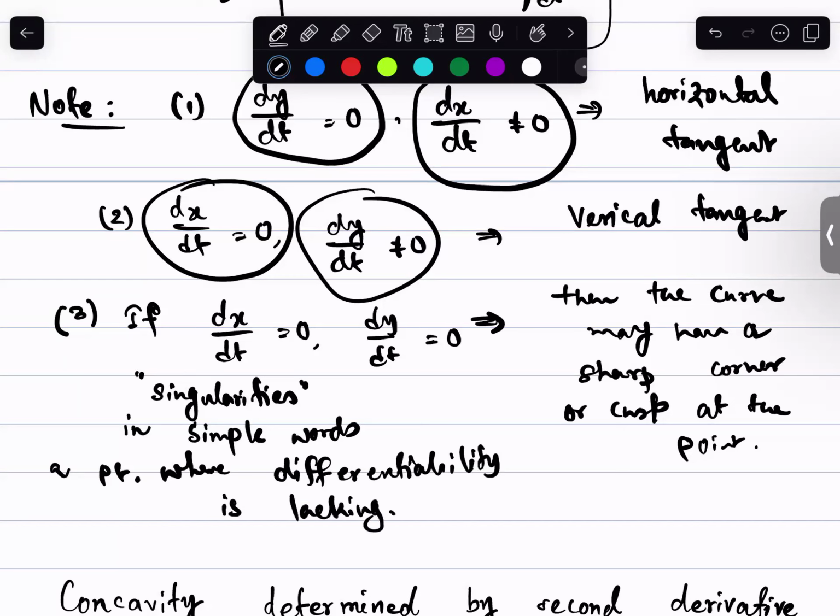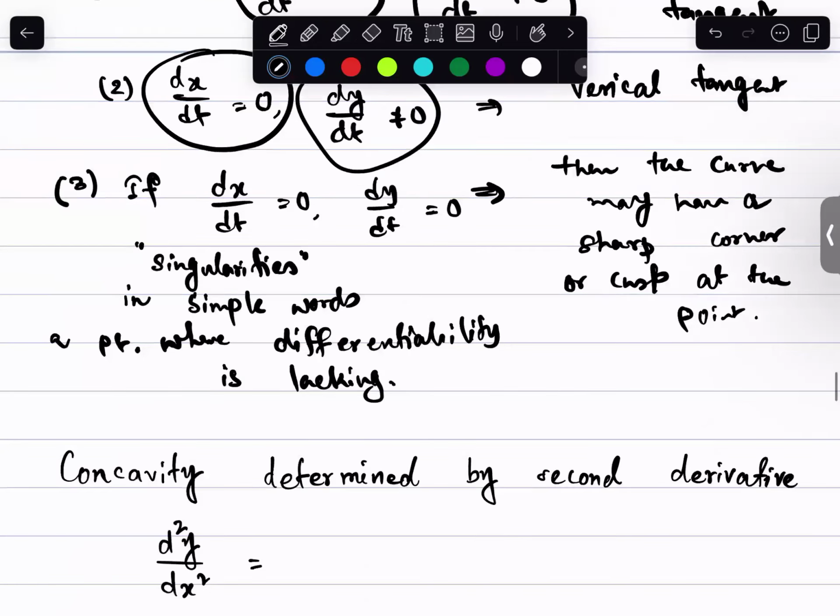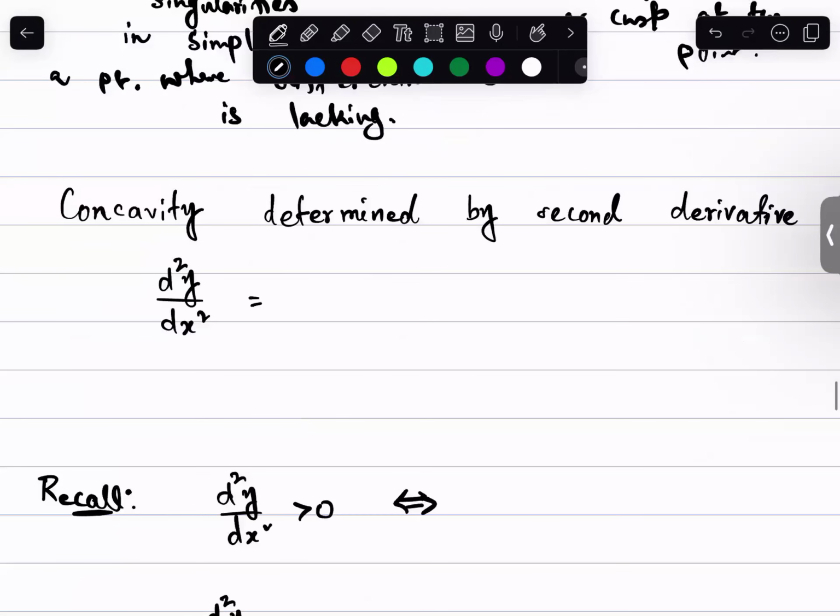Or differentiability is lacking. Okay. Now the next question would be, can you say anything about concavity or convexity? So for that, we need to evaluate the second derivative. So second derivative, we know it will be d dx of dy dx, right?